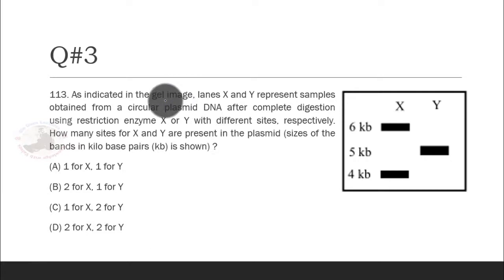As indicated in the gel image, lanes X and Y represent samples obtained from a circular plasmid. Here again we got the plasmid. Complete digestion using a restriction enzyme X or Y with different sites. Respectively, how many sites of X and Y are present in the plasmid? And here they mentioned kilo base pairs. First of all, I want you to observe this very clearly. The first thing is the X lane has 6 kb and 4 kb separately, and Y is a little bit thicker.